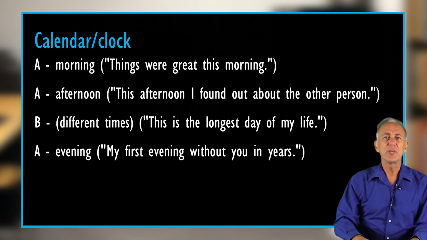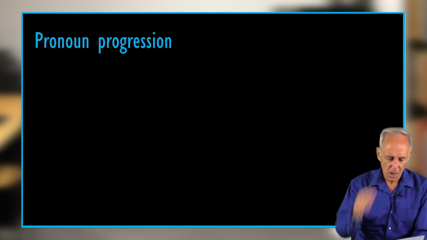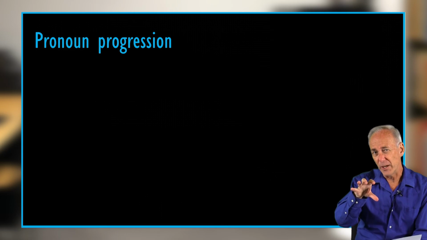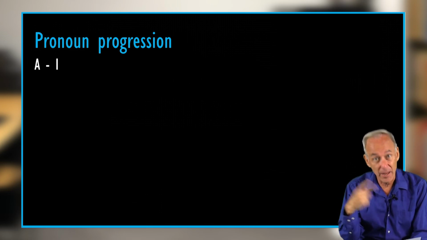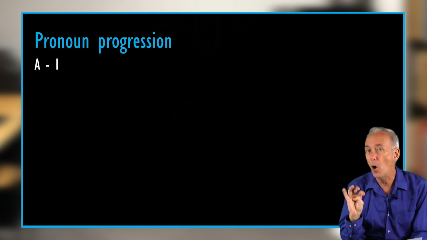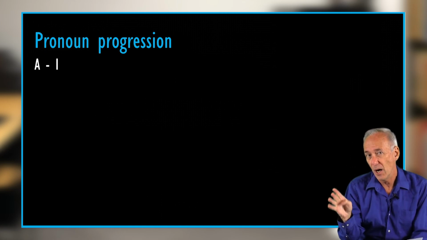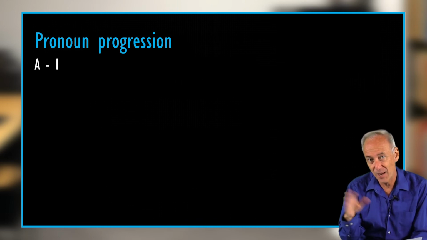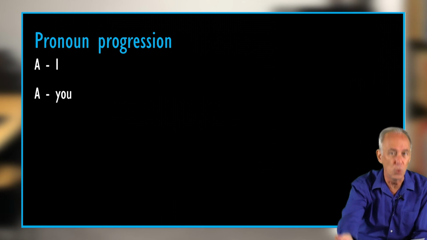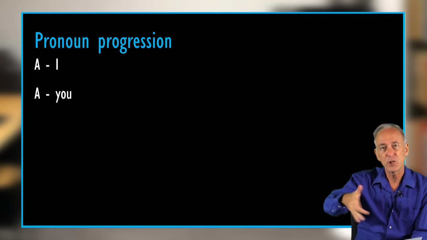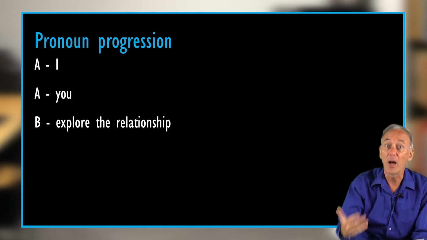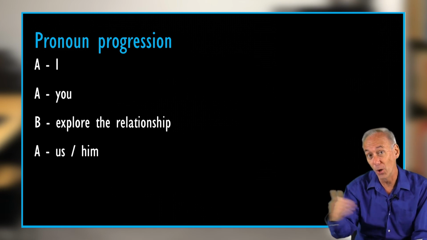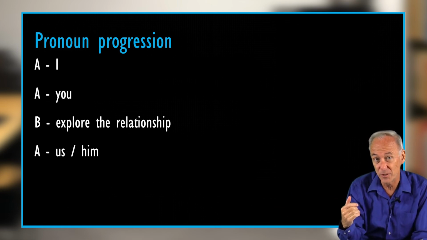Then the last one I want to talk about here is the pronoun progression. It's straightforward to explain. You basically switch pronouns from each section. It's a little tricky in its application. But for instance, the first A is all about I. I this, I that. And then you hold off the introduction of another pronoun until the second A, but then you entered my life. And then in the B section, you explore the relationship. I did this, you did this, and then perhaps in the final A, you become an us, or maybe there's a him or a her that enters a third character into the relationship.